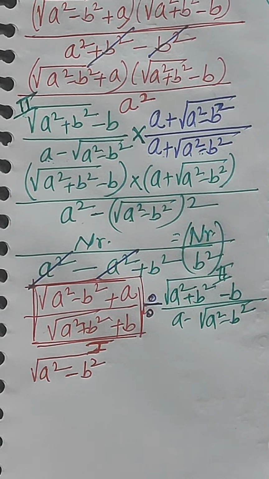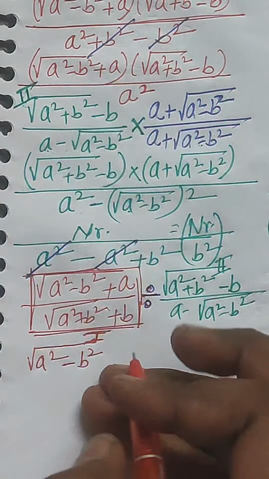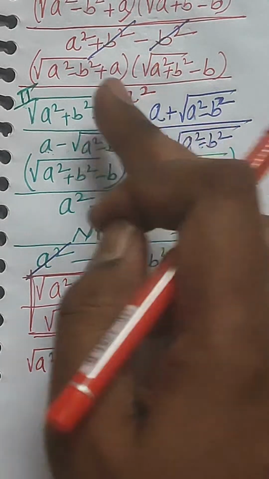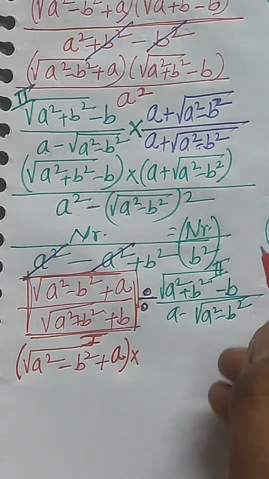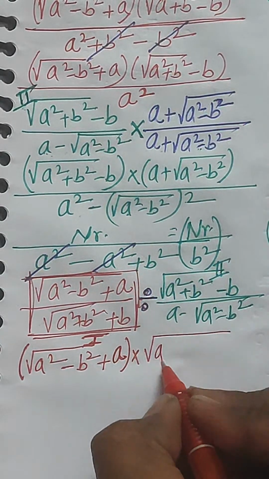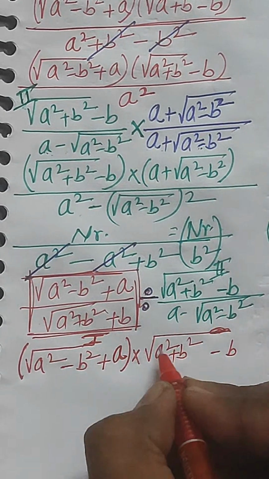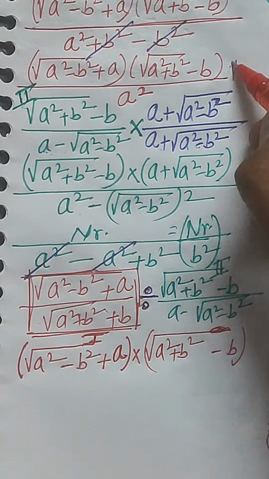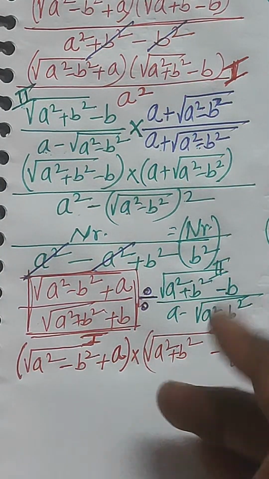Okay, the simplified format of the first part is already captured over here, that is root over of a square minus b square plus a, multiplied with root over of a square plus b square minus b. So I am repeating the simplified format, the last step in red. You can see this is the simplified format of the first part, right? This one. I am just writing it over here.